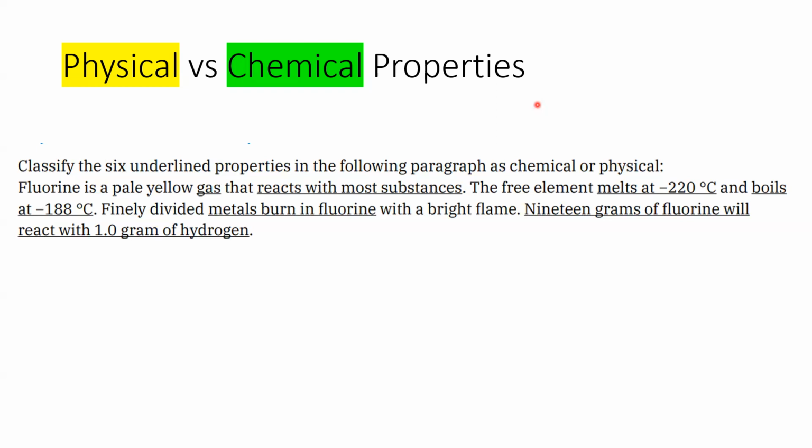So in this case, melts at negative 220 degrees Celsius. Going solid to liquid is just going to be a physical property. The process of actually melting would be a physical change, but the temperature at which that occurs is just a physical property. And the same thing with boils at negative 188 degrees C. Since we're focused on the temperature there, that's why we're describing a physical property. If we were focused on the process of boiling it though, then that would be a physical change.